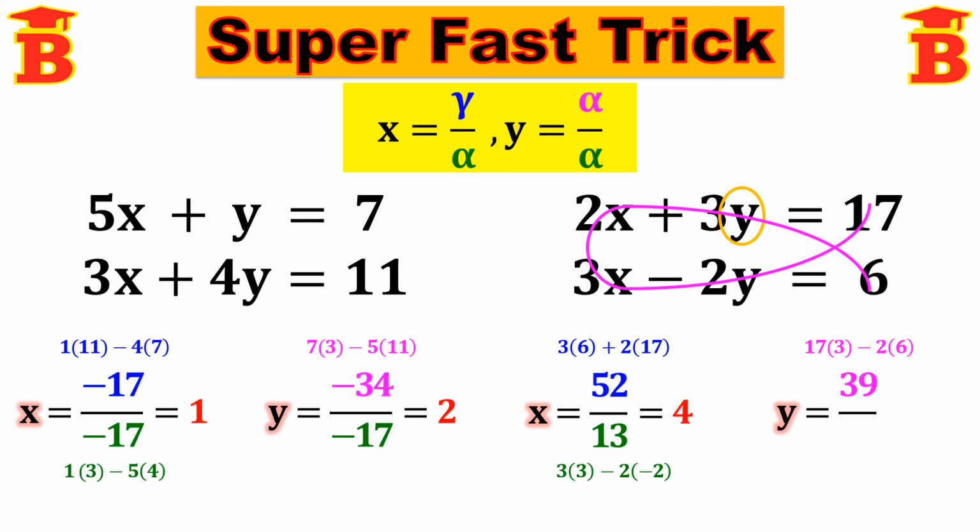Divided by, this alpha is the same as the x denominator. So here we have 13. Same 13, take and write it here. So we get 39 divided by 13, which is equal to 3. Therefore, the value of y is 3. So for this second question, the answer is x is equal to 4 and y equal to 3.